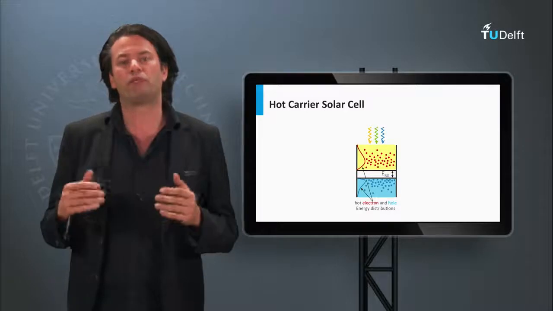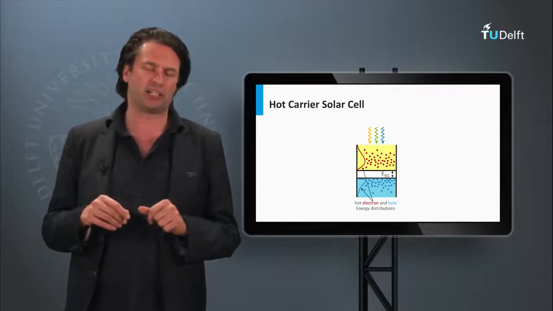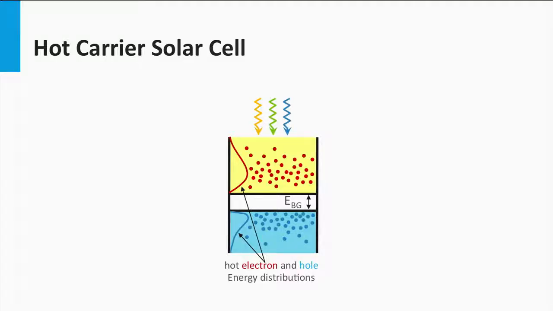The last concept we will discuss is the hot carrier solar cell. It basically improves the band gap energy utilization. Here we see the light excited charge carriers in a semiconductor material. The population of the charge carrier levels reflects the situation just after the excitation by the absorption of a photon. This distribution is not in thermal equilibrium. The electrons are excited into a position higher in the conduction band. The holes are excited down to a lower level in the valence band. Such charge carriers are called hot electrons and hot holes.